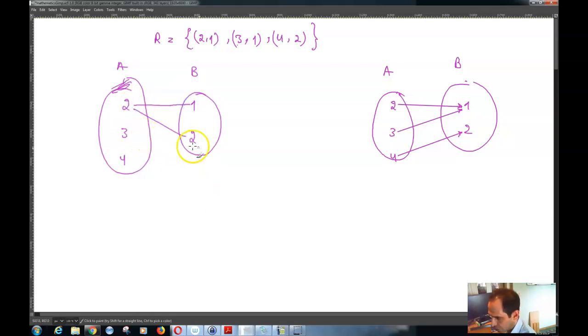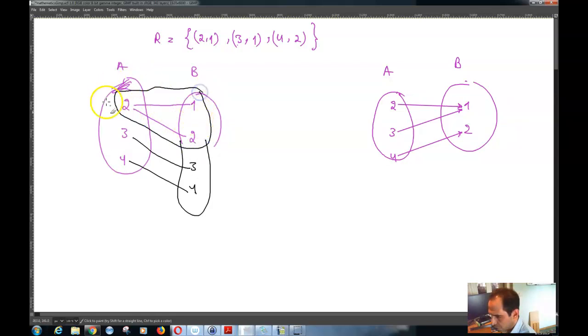And then, for example, let's suppose that there is some other element over here, for example, 1, 2, 3, and 4, and let's say that 3 goes to 3 and 4 goes to 4. This is not important here. What I want to show is that basically 2 has two images in the codomain. So this is not a function.